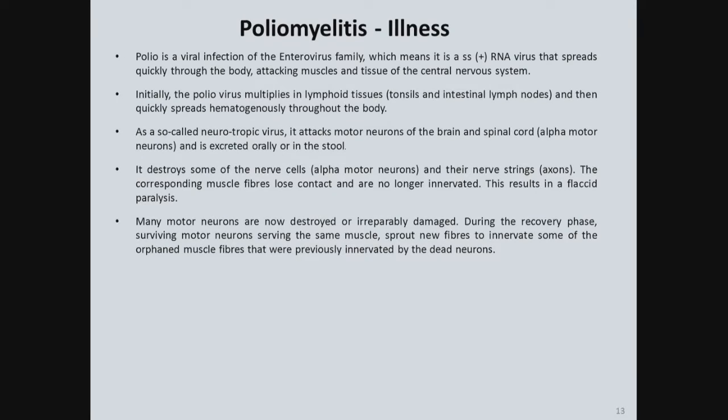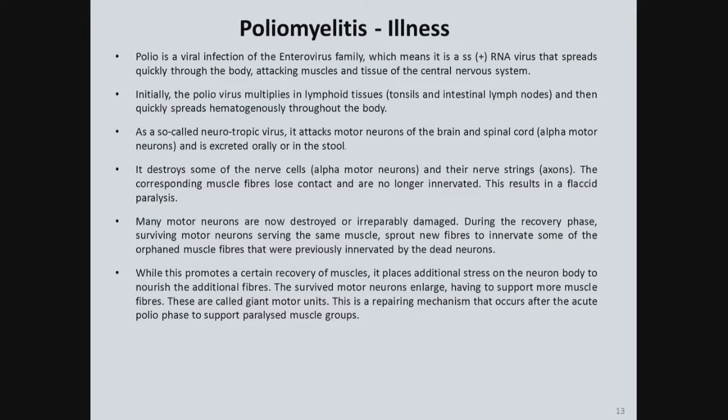During the recovery phase, surviving motor neurons serving the same muscle sprout new fibers to innervate some of the orphaned muscle fibers that were previously innervated by the dead neurons. While this promotes a certain recovery of muscles, it places additional stress on the neuron body to nourish the additional fibers. The survived motor neurons enlarge, having to support more muscle fibers. These are called giant motor units. This is a repairing mechanism that occurs after the acute polio phase to support paralyzed muscle groups.